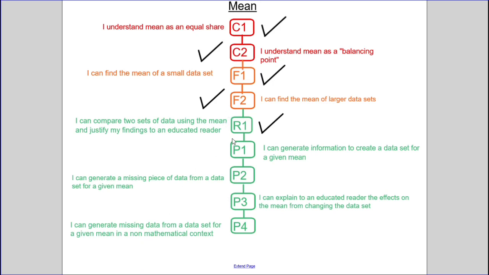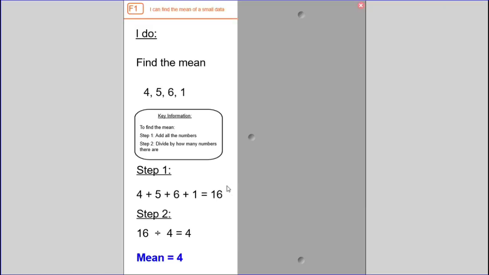So in the previous video, we had a look at R1, and in this video, we're going to be having a look at covering P1 and P2. Let's begin by looking at an F1 type of example. So we've got to find the mean of the following numbers that we've got here.